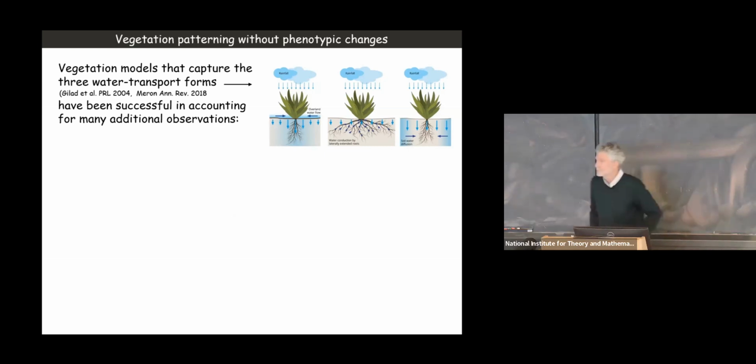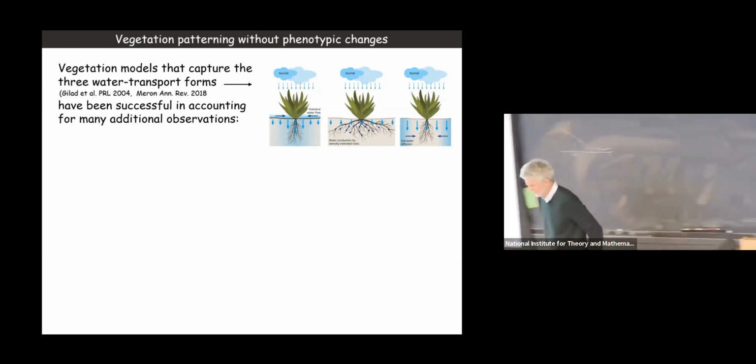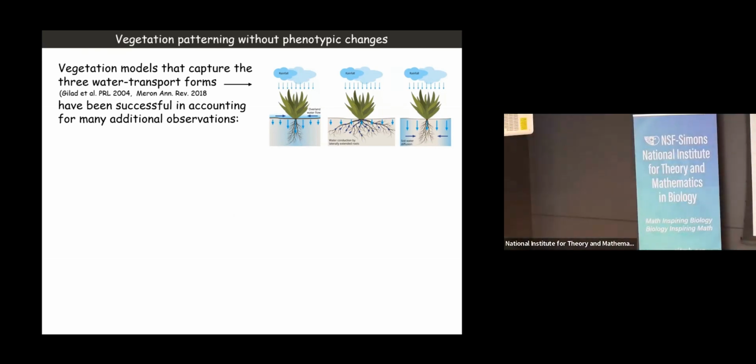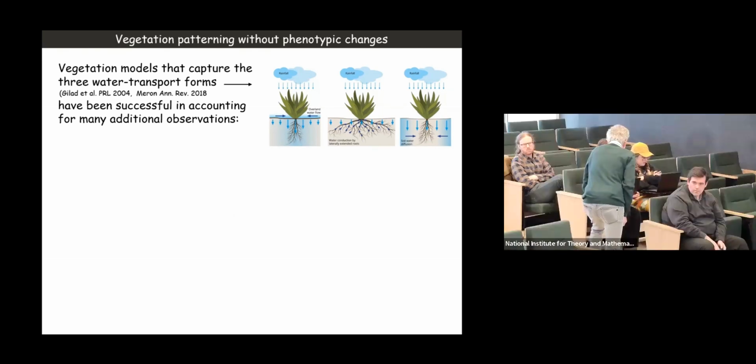Just a minute. Sorry. In the plot you were showing before? Say again? The plots you were showing before, it seemed that the pattern states have higher biomass than the uniform one.